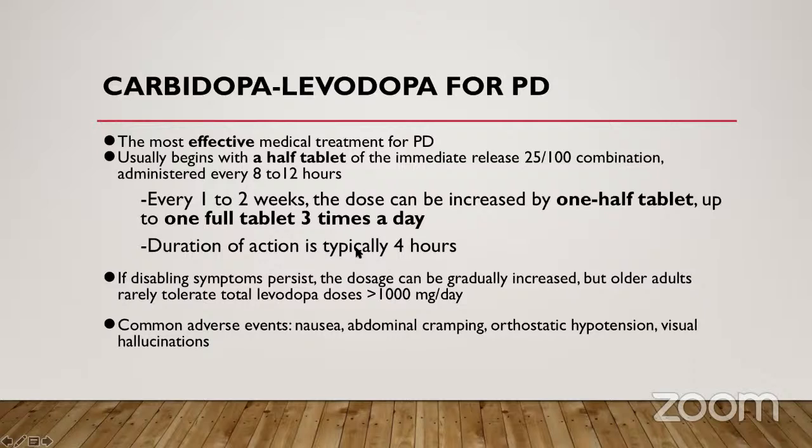The action typically lasts for 4 hours. If the symptoms persist after this medication, we can gradually increase the doses, but the maximum we can reach is 1,000 of levodopa. We cannot exceed 1,000 of levodopa in geriatric populations. The common side effects are nausea, abdominal cramps, orthostatic hypotension, and also visual hallucinations.